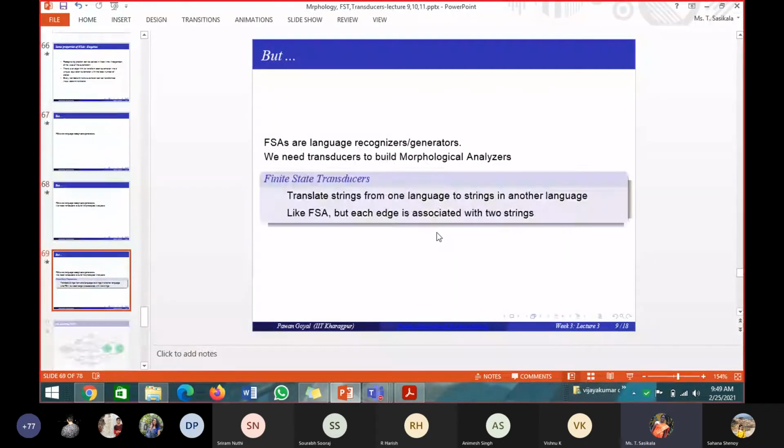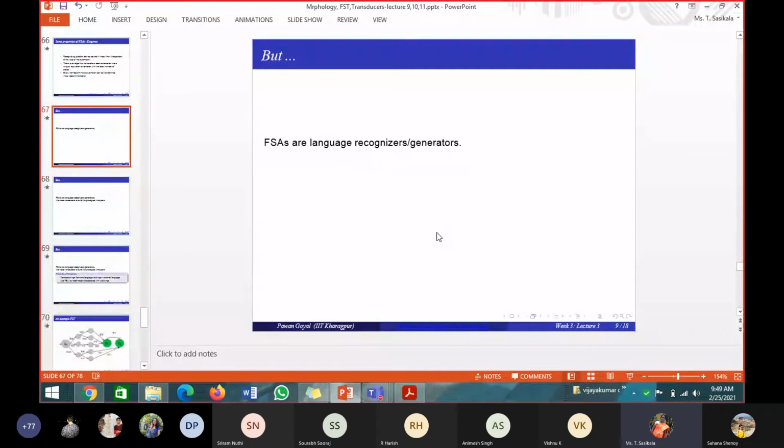For that only we are going to the finite state automaton, the language recognizer. It will recognize the language, or act as a language generator. It will generate what that language is about. It's a boy with singular or plural. Only that much maximum it can give as information. So I need some other model that, given a word, should give the lemma or the root form of the word.